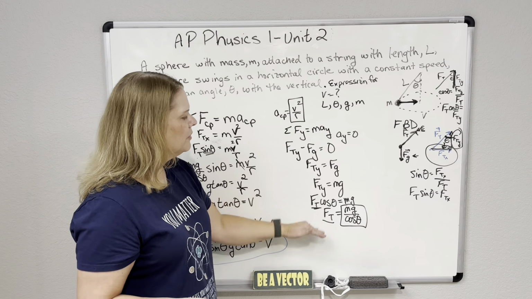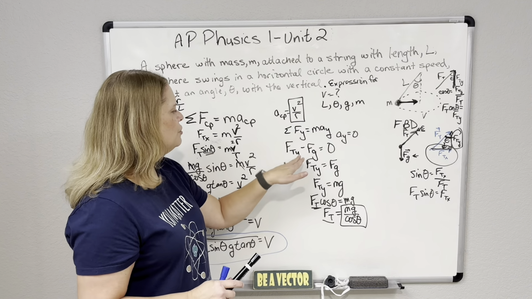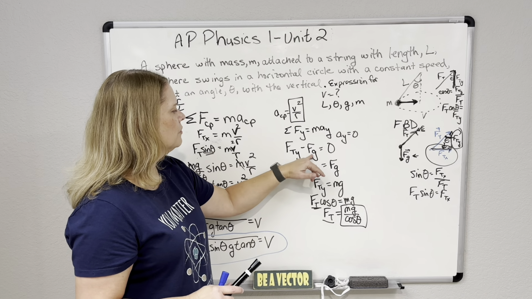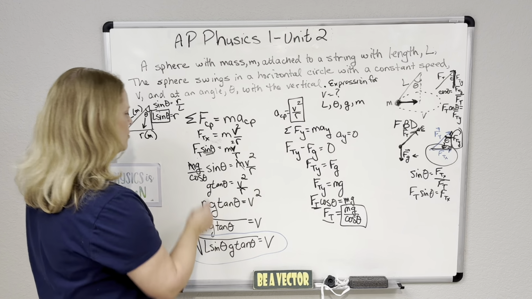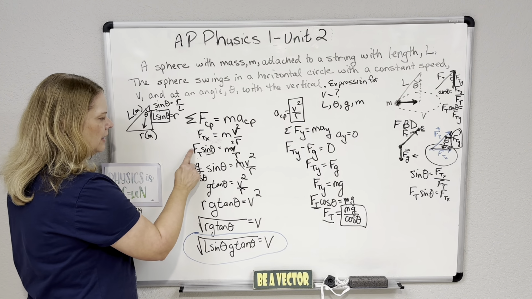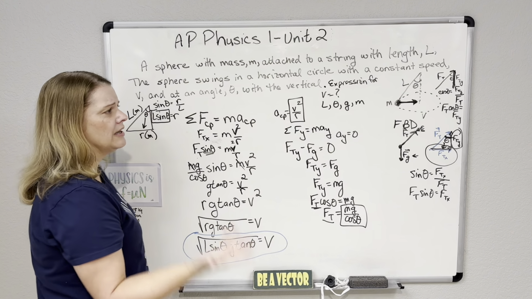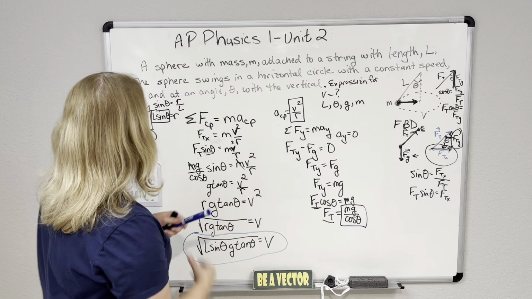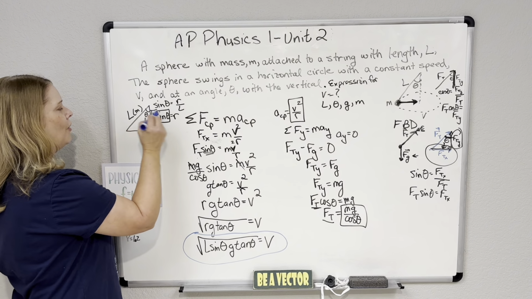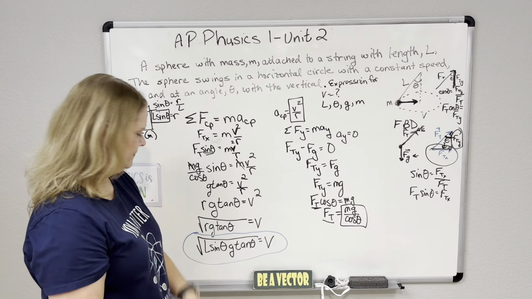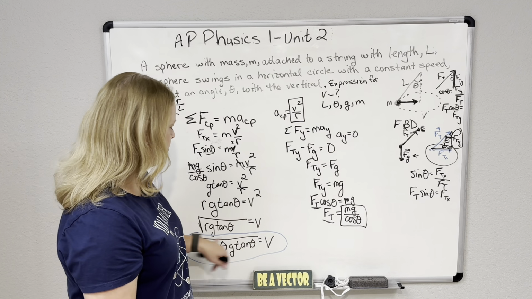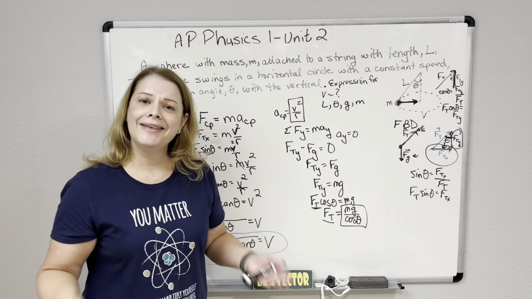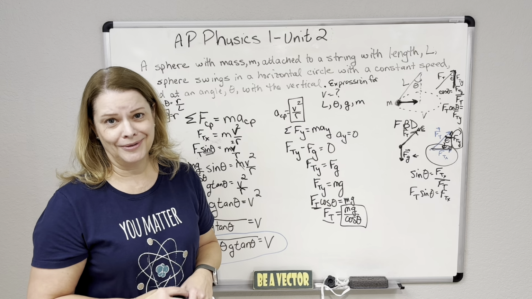So then we summed the forces in the y. There were two forces in the y, one north, one south. And we came up with an expression for that tension force to plug in right here. And then we had to deal with r. We had to find r in terms of length to sub in. And you got the square root of L sine theta g tangent theta equals velocity. And that is how you do a conical pendulum problem.